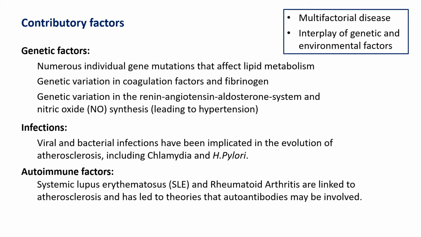Autoimmune factors as well, again back to immunology here having an effect. So SLE, rheumatoid arthritis are all linked to atherosclerosis. And there are theories that autoantibodies may have been developed. This is what I was saying about the memory cells. Memory cells, the memory B cells, produce antibodies that will go off and opsonize our host proteins. We don't really want these to do that, but that's autoimmunity for you.